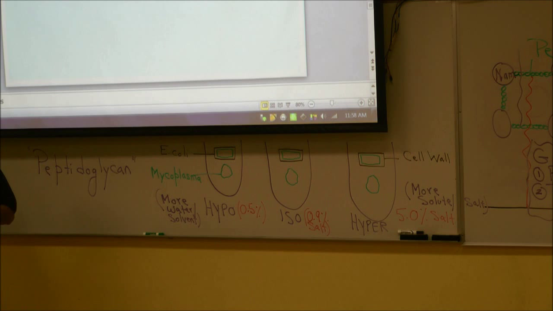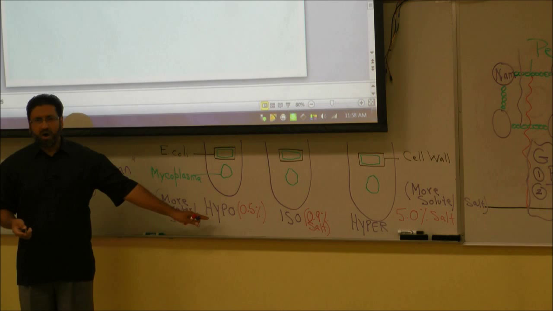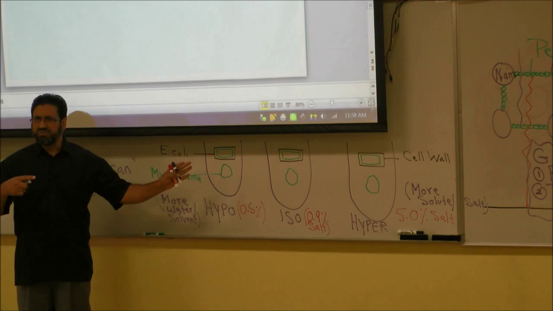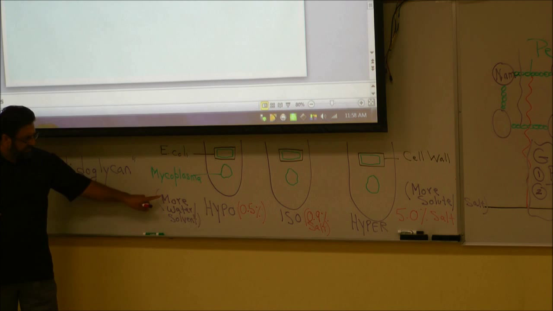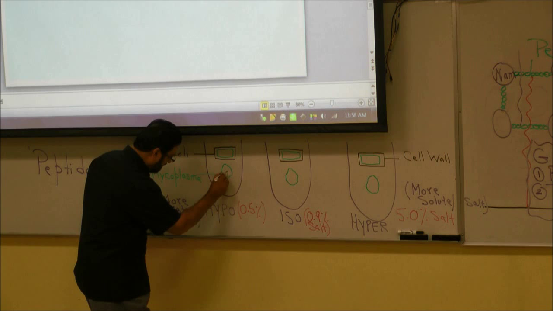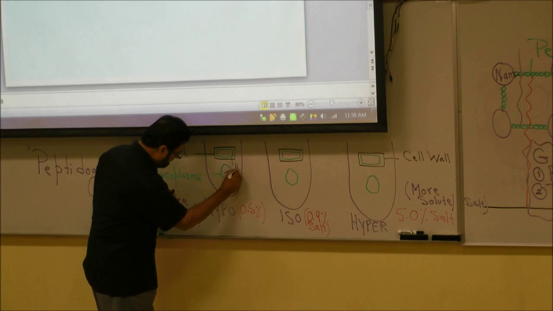Hypotonic solution, all cells, doesn't matter whether they have cell wall or don't have cell wall. According to osmosis, water goes from higher concentration to lower concentration. The test tube has more water, so water is going to go in. Water is going to move in. Right?